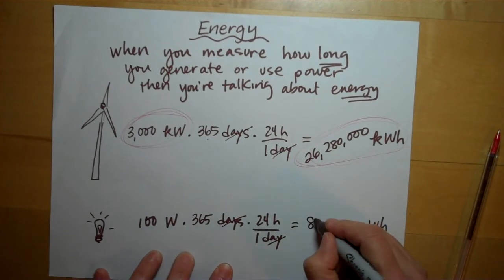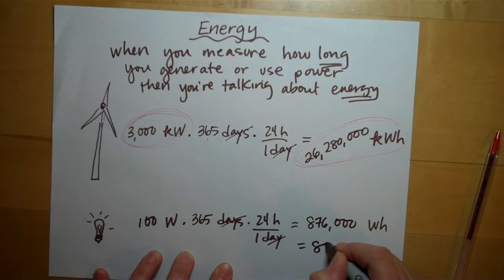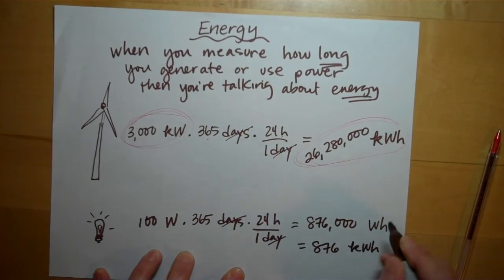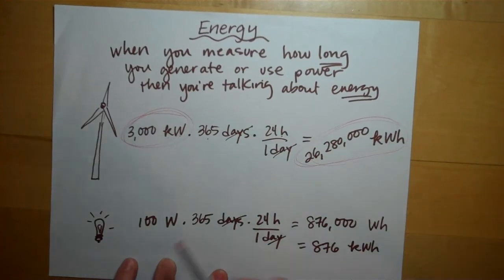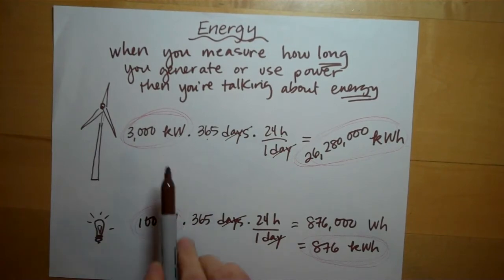If you look at this, 876,000 watt hours, move the decimal place and we're talking about 876 kilowatt hours. So that's how the power requirement of this light bulb means it will need this much energy if you run it 24/7. Alright, so that's relating power to energy. Now I want to do a problem.